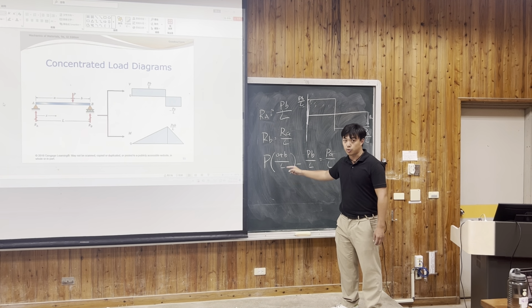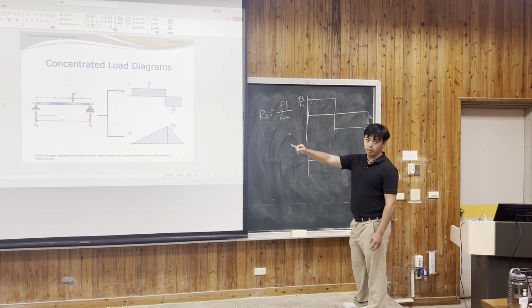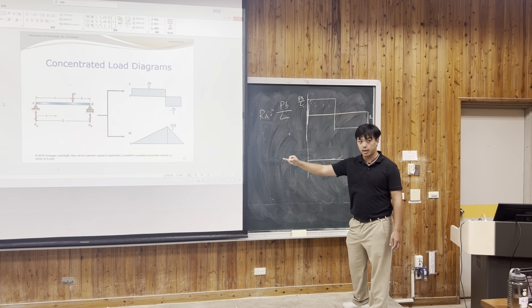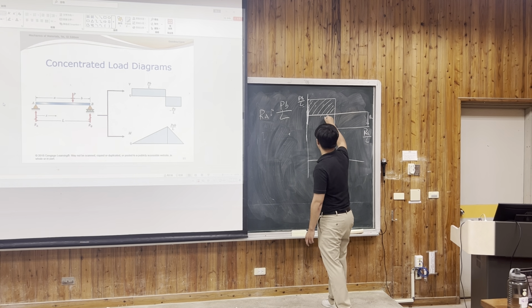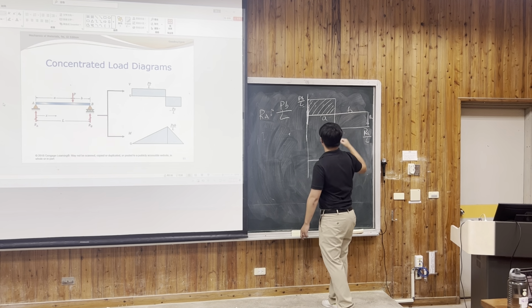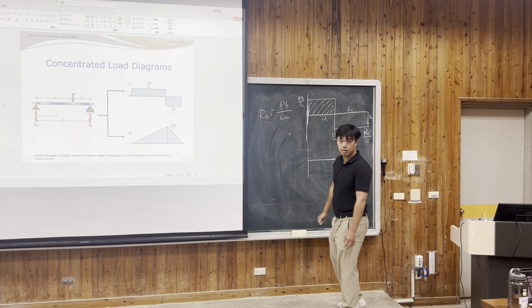So the moment diagram is also the same. We have to find out where's the peak point, right? The peak moment. So calculate the area of this frame. How do you calculate it? It is P times A times B over L, right?